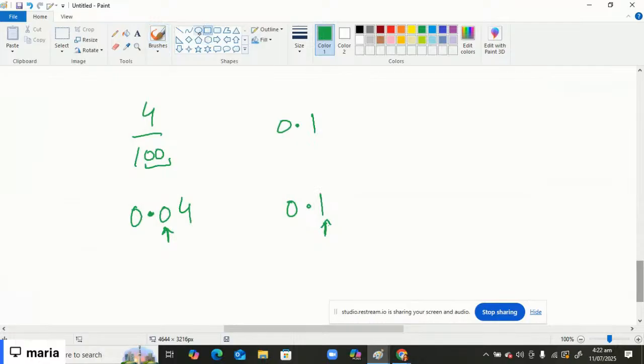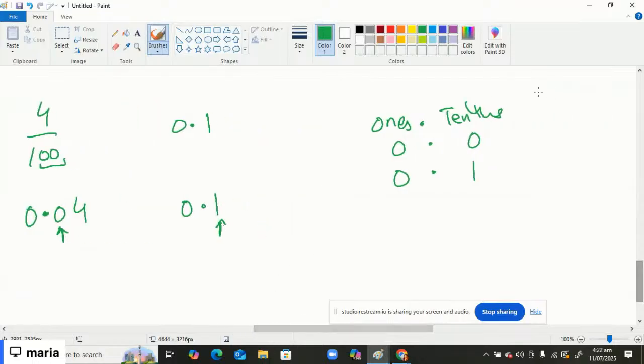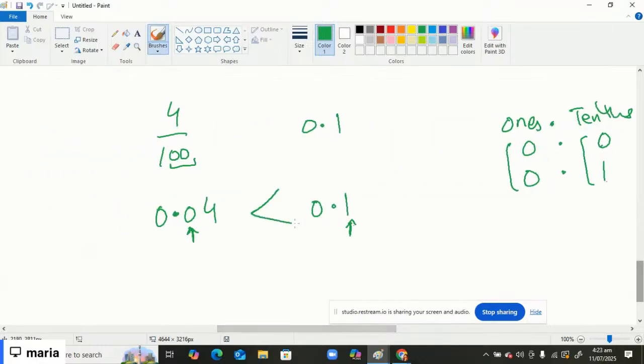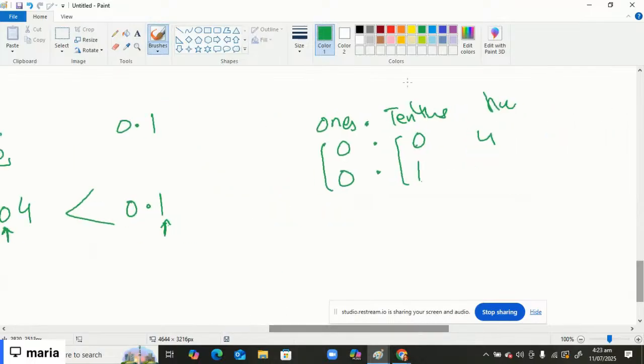Let's suppose, according to the chart, this is the ones place and here is the tenths. In the ones place it is 0, and this is also 0. Now in the tenths place this is 0 but that one is 1, and this is the hundredths place and that is 4 here. When we check, the ones places are both the same, but in the tenths place one is 1 and here is 0, so it means that 0.1 is greater as compared to 0.04. You can also check like this way.